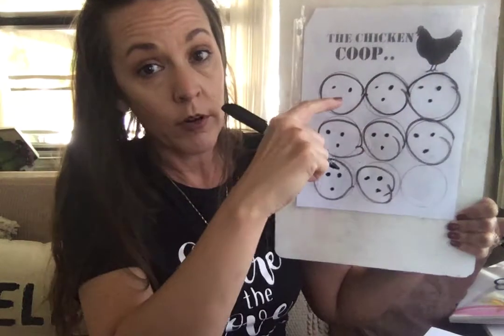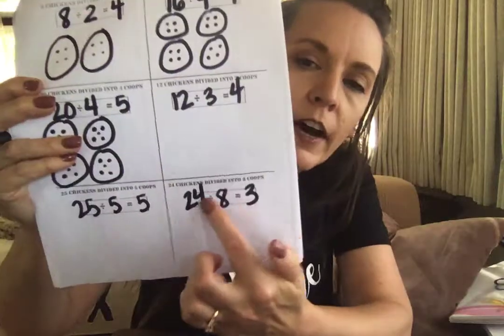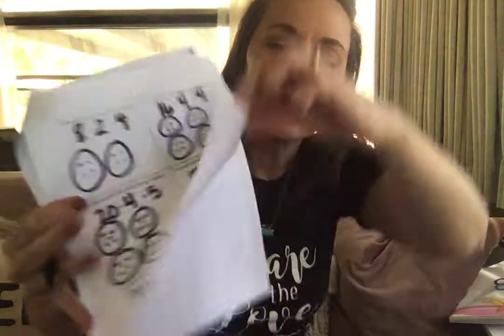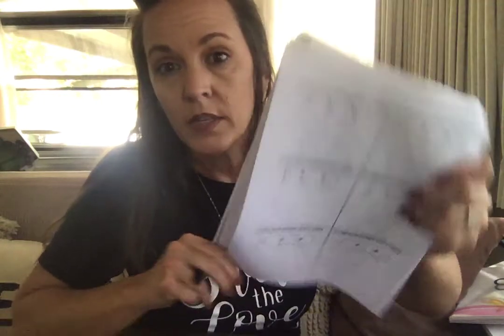I had 24 in all, and I divided them into 8 equal groups. How many are in each group? If you said 3, you got the quotient. 24 divided by 8 equals 3. Please complete the back page on your own using the same tools.